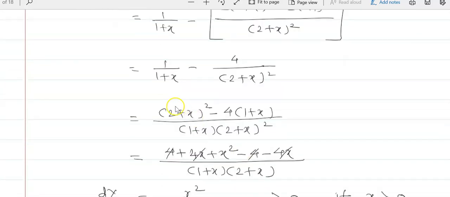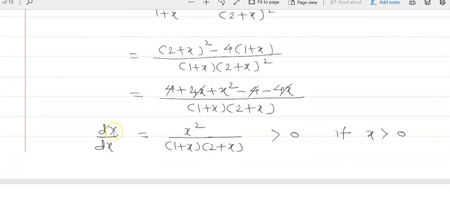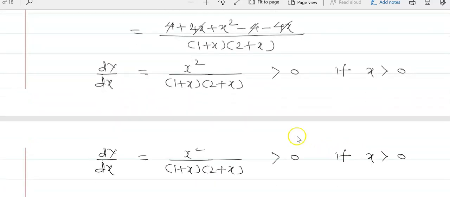And if we simplify here, making the cross multiplication, because these two denominators are different, that is (2 plus x) whole square minus 4 into (1 plus x), upon (1 plus x) into (2 plus x) whole square. And if we simplify it, dy by dx is x square upon 1 plus x into 2 plus x, which is positive if x is greater than 0.